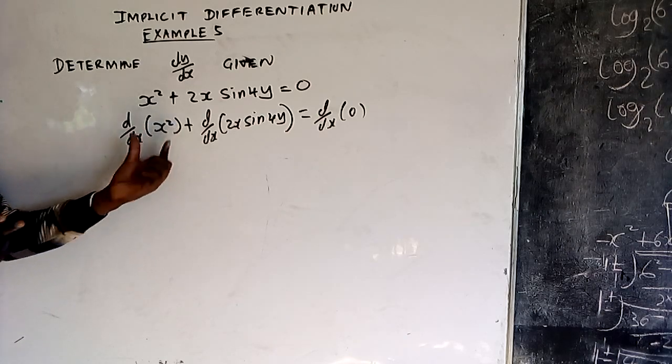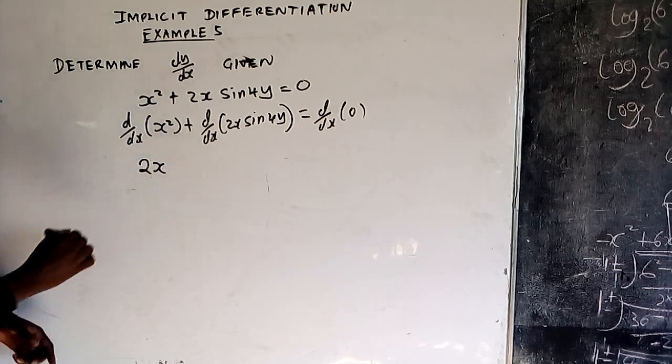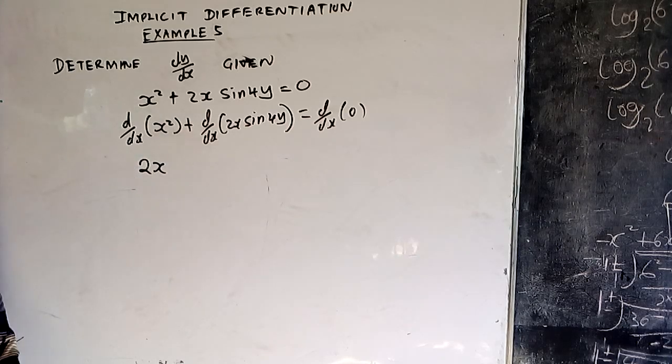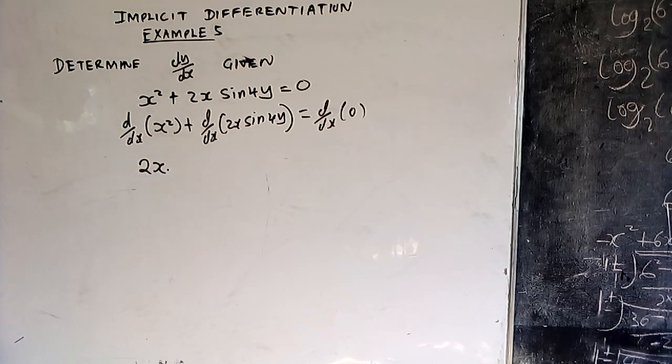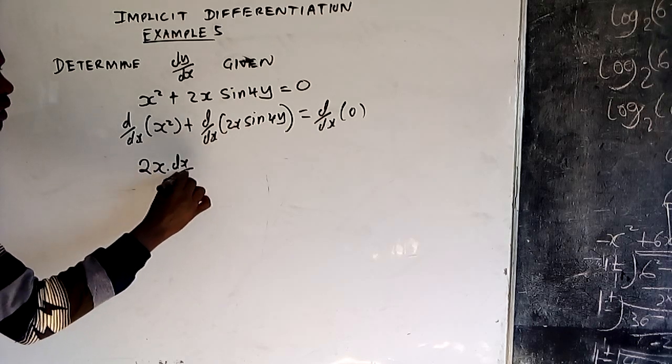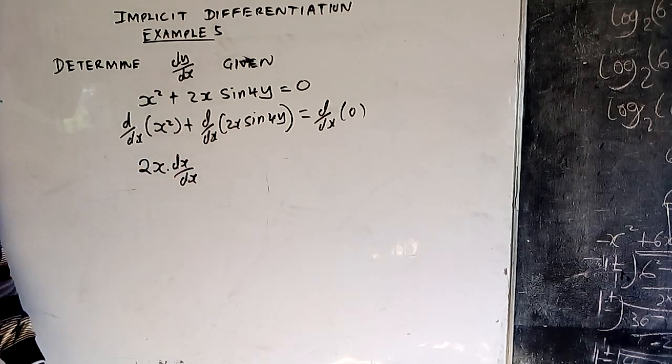If you differentiate x squared, you get 2x. Then you ask yourself, I'm differentiating an x variable with respect to x, I remain with dx over dx, isn't it? Are we together? I get 2x dx over dx, and you know dx over dx is silent.